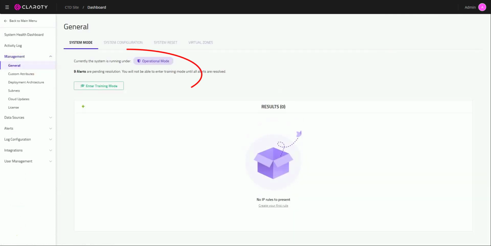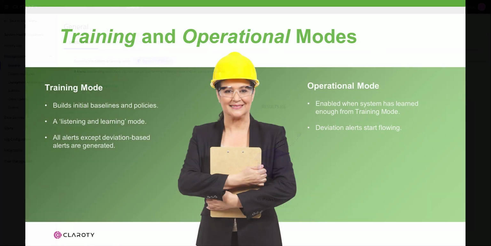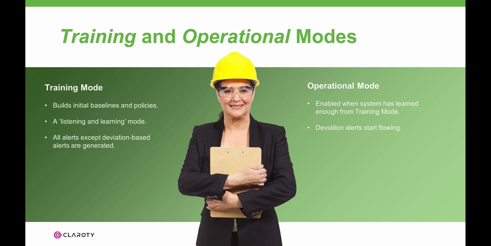Here, we see the two different modes in which CTD can operate. These modes are Training Mode and Operational Mode. In Training Mode, CTD builds initial baselines and policies by using deep packet inspection to detect and store the network activity of all assets that are part of the site. Training Mode is a listening and learning mode. In this mode, the system does not generate process integrity alerts.